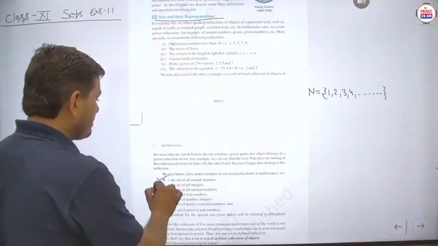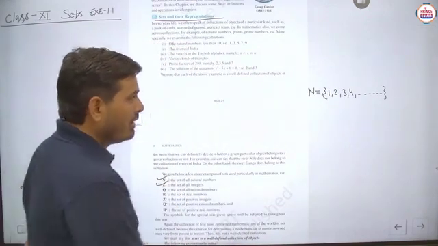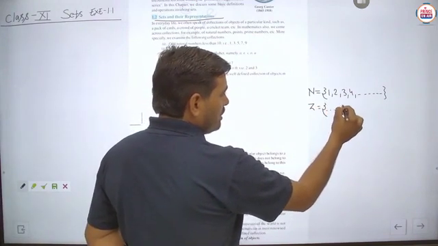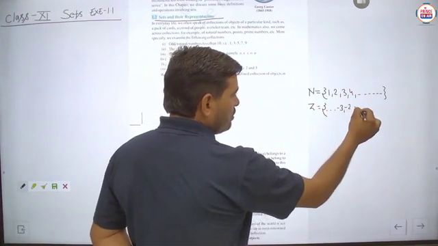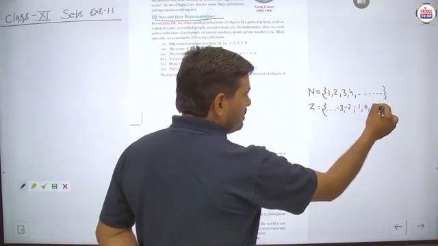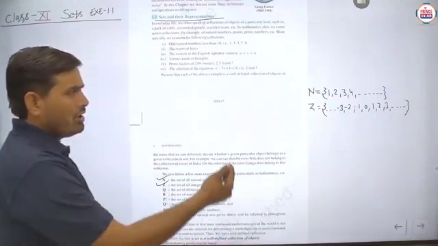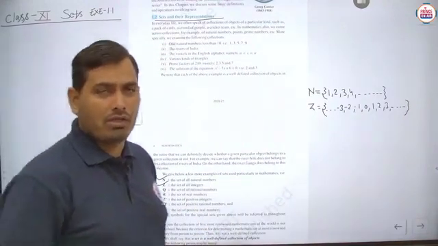Similarly, the next symbol is Z, and Z is used like this: minus 3, minus 2, minus 1, 0, 1, 2, 3 and so on. I think each and every student knows very well about the set of integers.